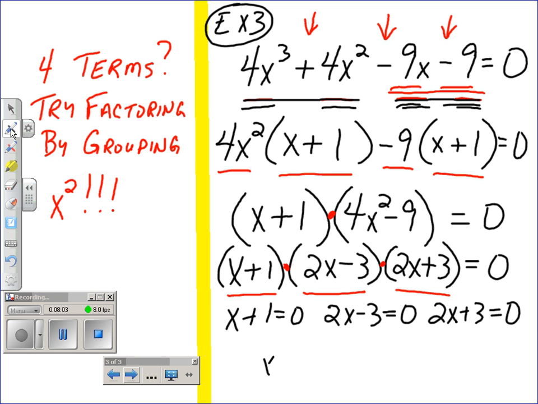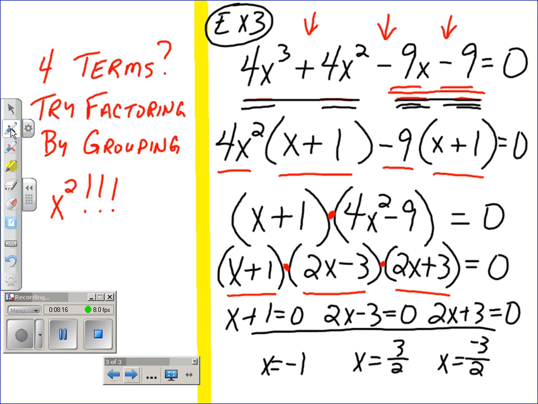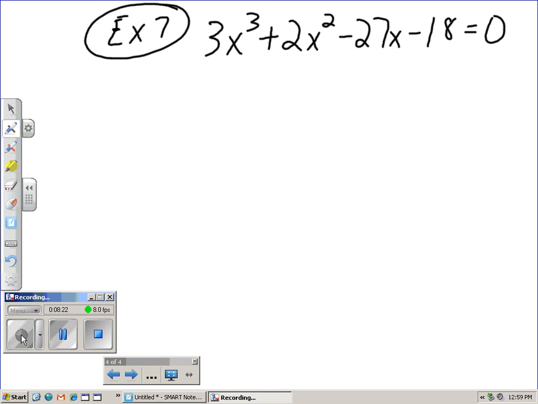Finish solving here. X equals negative 1. You guys can do the algebra. X equals 3 over 2. And x equals negative 3 over 2. And it's just fine if you guys want to write the answer this way. If you want to write it in order from low to high, that's also great.